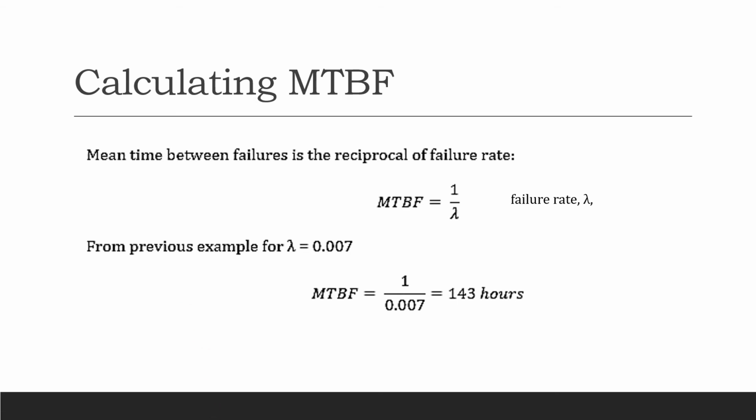You have to know how to calculate mean time between failure in industrial maintenance, so that you can manage that system. It's very critical. Mean time between failure is the reciprocal of failure rate. Reciprocal is another mathematical term. So make sure you have MTBF equal to 1 divided by failure rate.